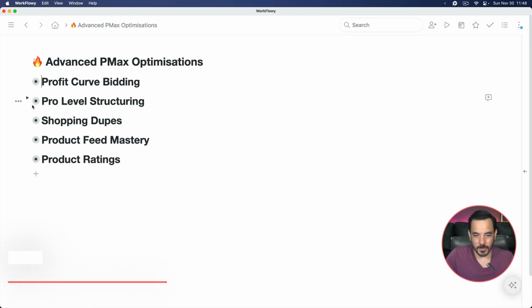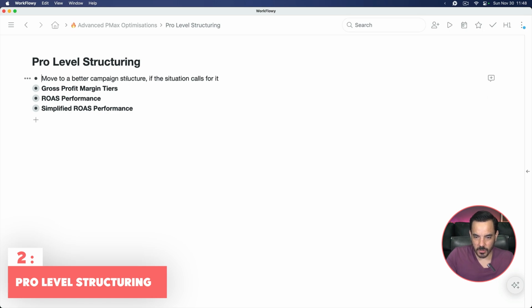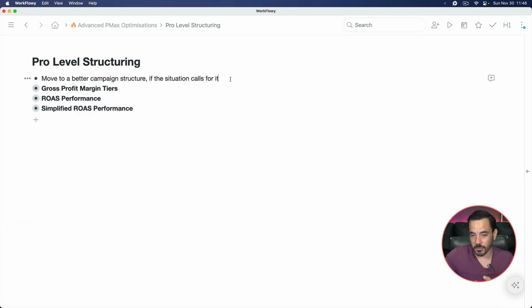All right, guys, next up, let's talk about pro-level campaign structuring. So one of the best things you can do if you're in a situation where your current campaign structure is just really basic and not working out for you and it's not set up to scale, is you can move to a better campaign structure if the situation calls for it.